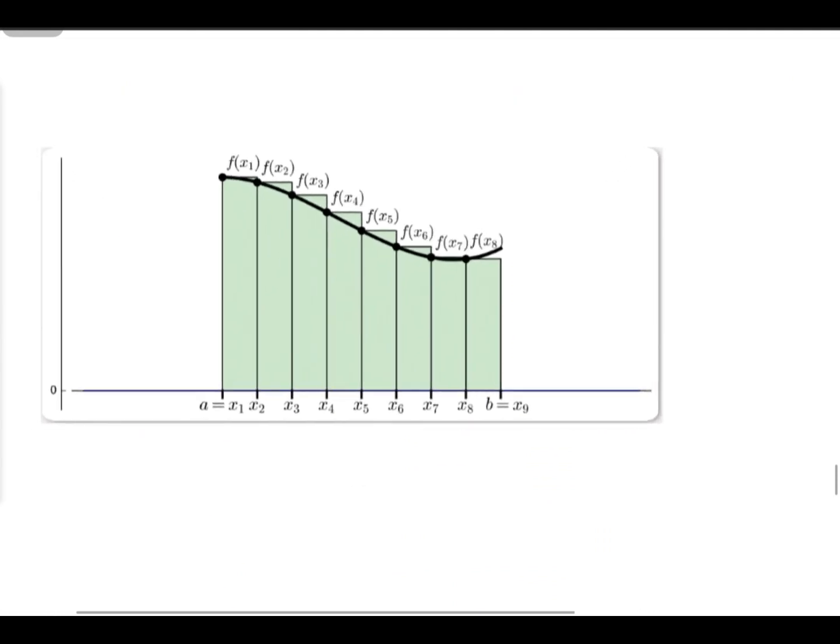So let's look at the second figure as well. This is the second figure that we have over here. Looking at this figure, we have how many rectangles? 1, 2, 3, 4, 5, 6, 7, 8. Therefore, our n is equal to 8 rectangles.